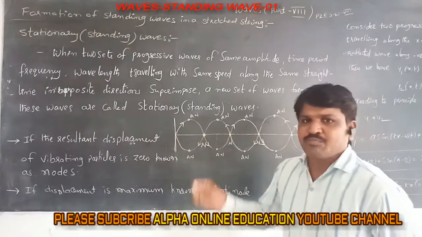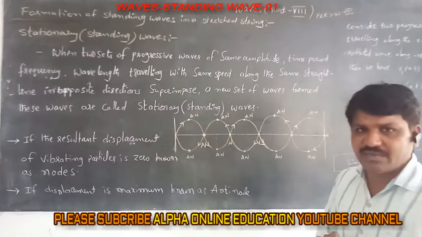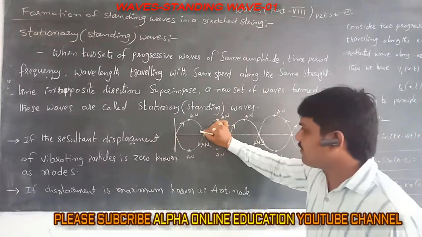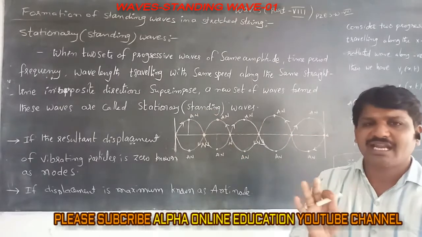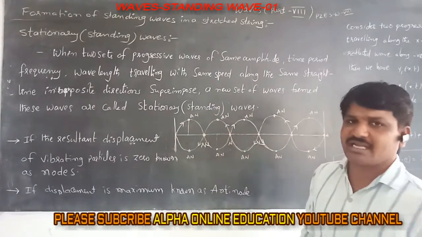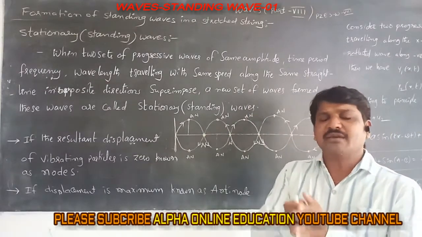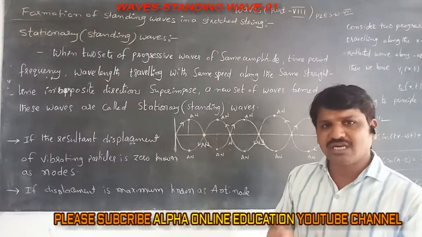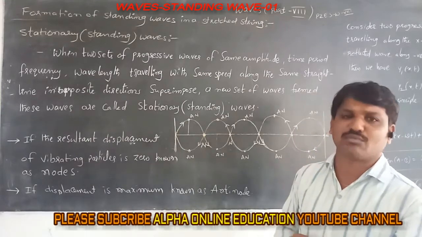In this case, loops are formed between the two rigid supports when the string is vibrating. There is no energy transferred from one place to another, but the vibrating particles move from their initial position through the mean position, in simple harmonic motion.